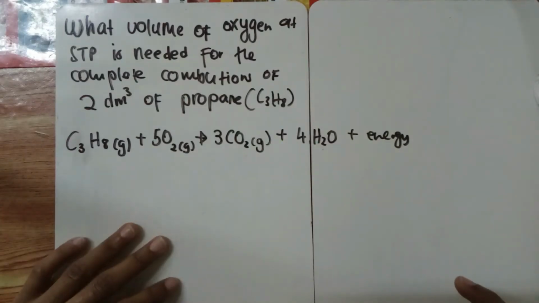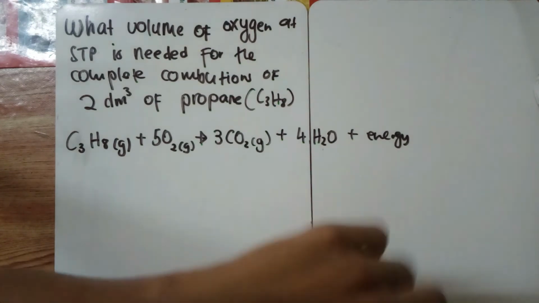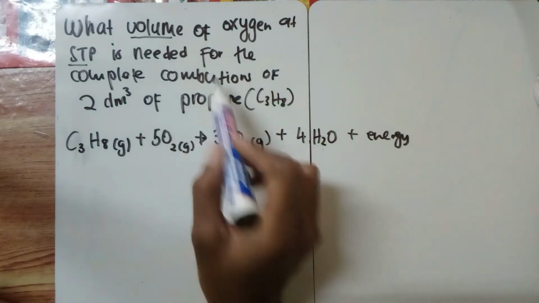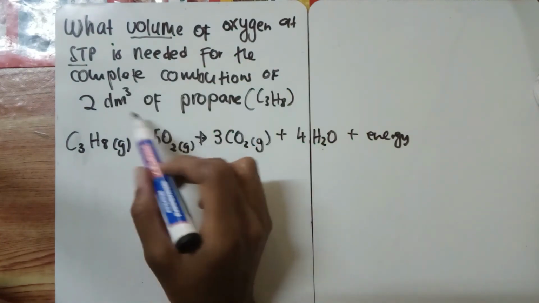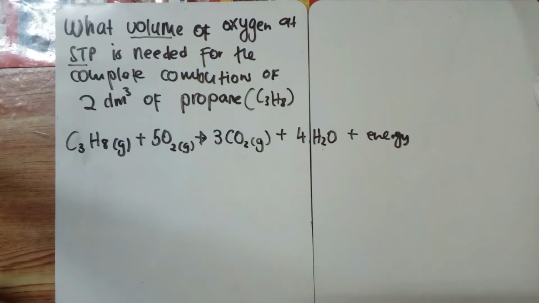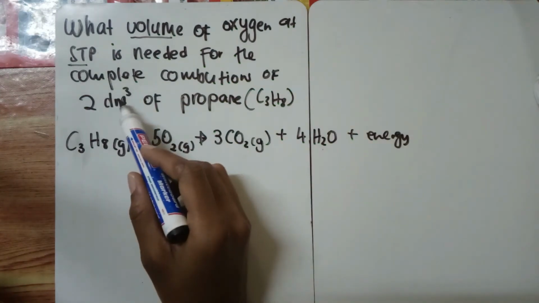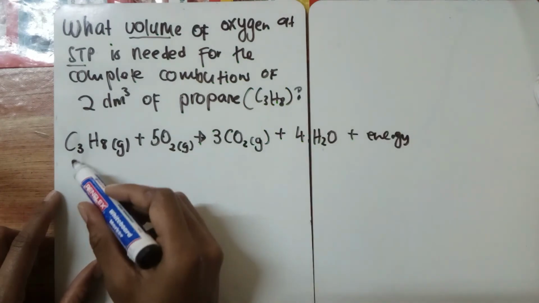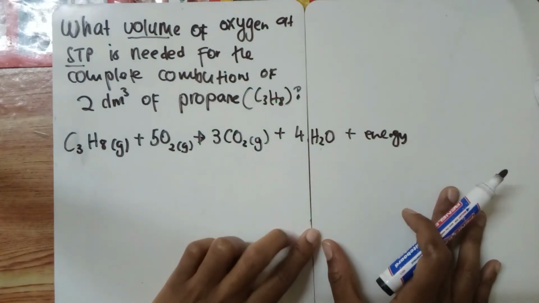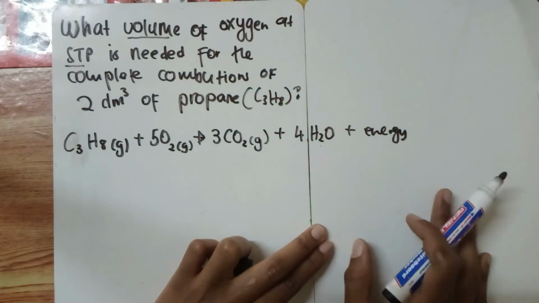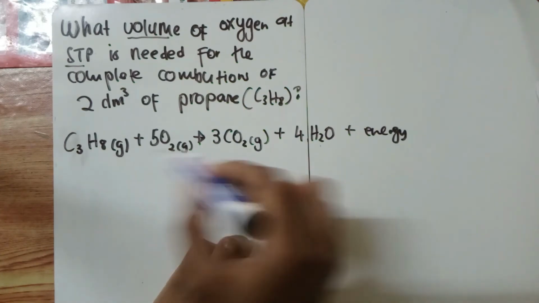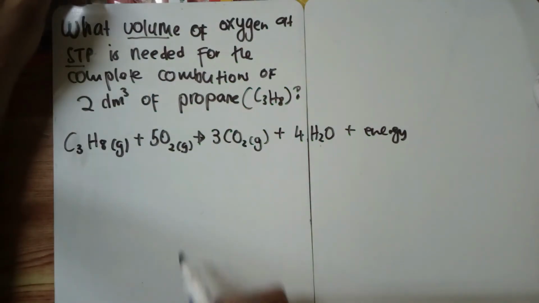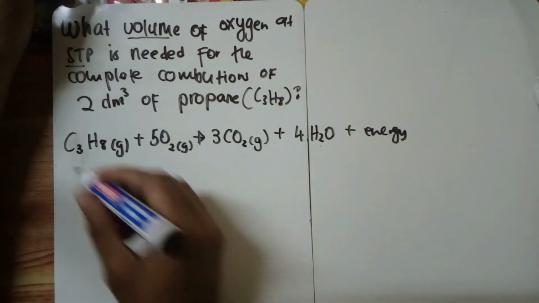So we have a question over here, and it says to us, what volume of oxygen at STP is needed for the complete combustion of 2 cubic decimeters of propane. So they've also given us the balanced equation for that combustion reaction. We did this in the previous lesson about combustion of propane. So let's write the molar ratio of this.